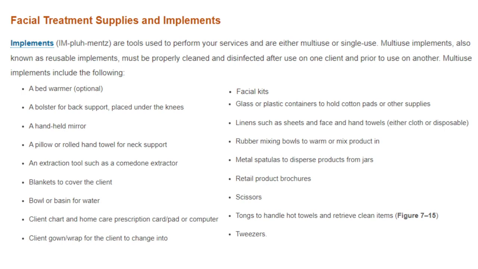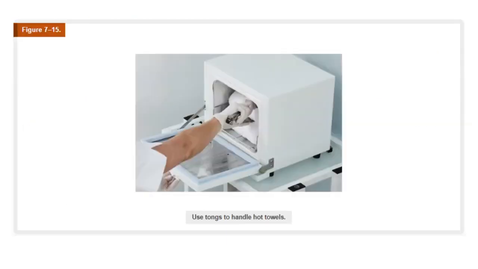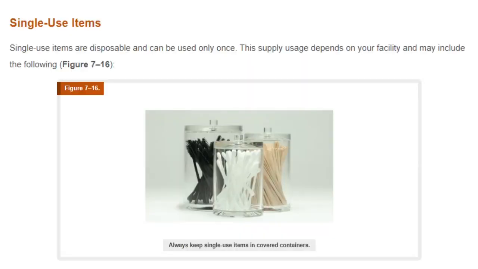Figure 7.15. Tweezers. Figure 7.15. Use tongs to handle hot towels. Single-use items. Single-use items are disposable and can be used only once. This supply usage depends on your facility and may include the following.